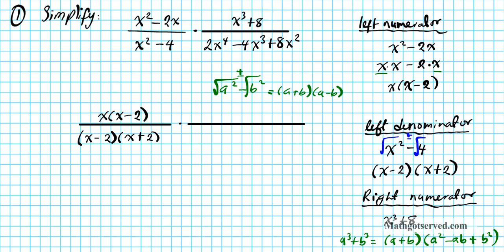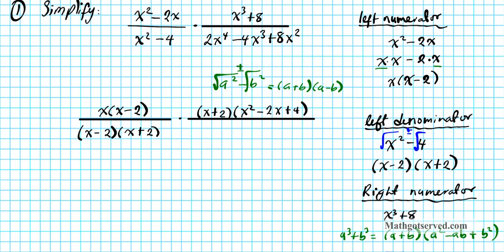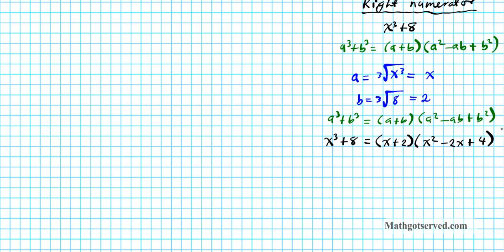So it's going to be x plus 2 times x squared minus 2x plus 4. Okay, now finally let's shift our attention to the denominator on the right, the right's denominator.